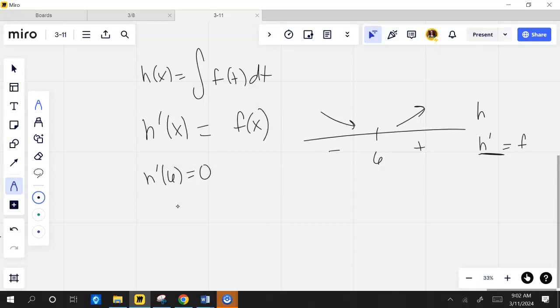This is the graph of f, but they're asking us about h. So I have to look at the relationship between h and f. It says h of x equals the integral of f. No, that's the graph of h prime of x. That's the graph of the derivative of h. But I feel like this h of x equals the integral.